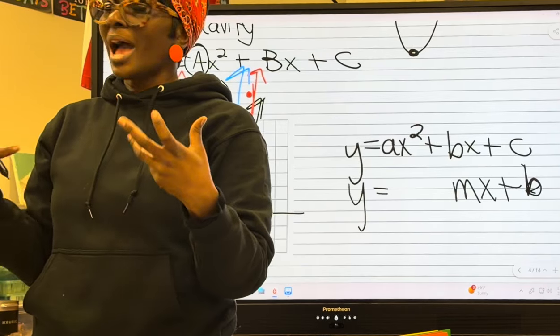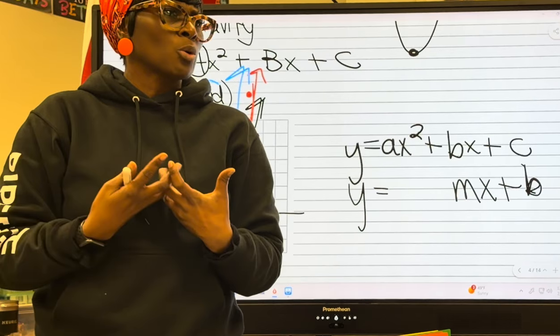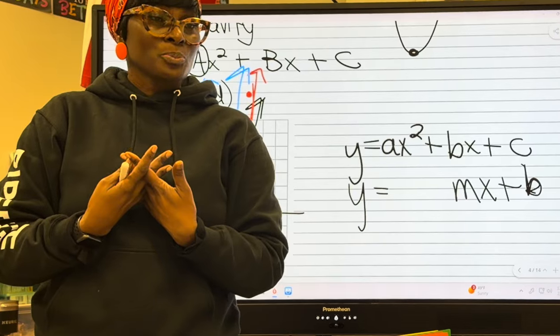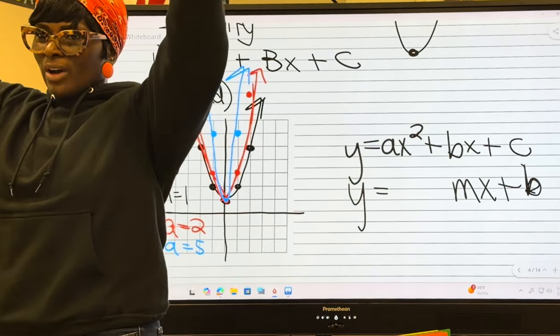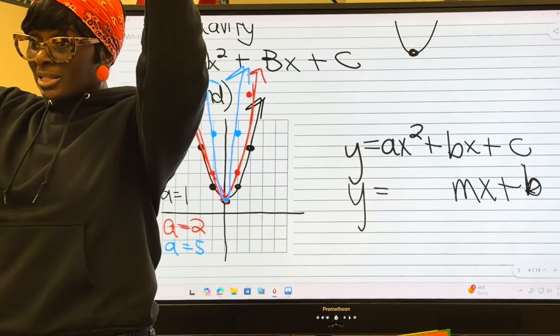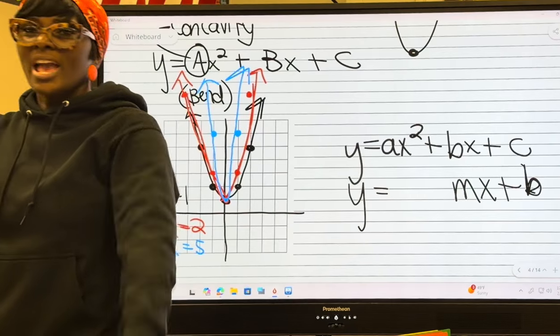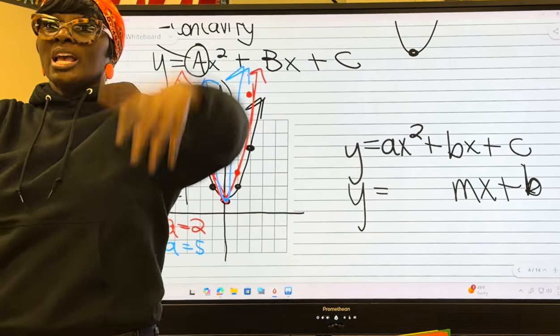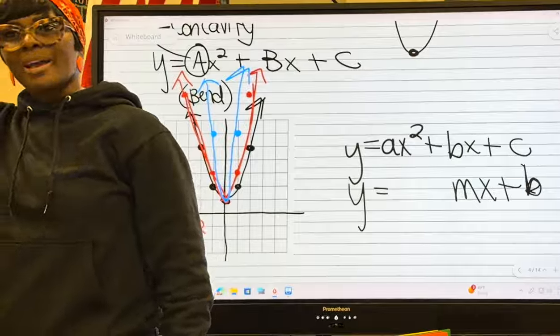We're going to talk about this a lot, but this is me giving it to you for the first time. I want you to understand. Is everybody good with that? All right. Concavity, concave up or concave down. Up is positive A, down is negative A. And if it's a positive A, then it has a minimum. If it's a negative A and concaves down, then it has a maximum, right?